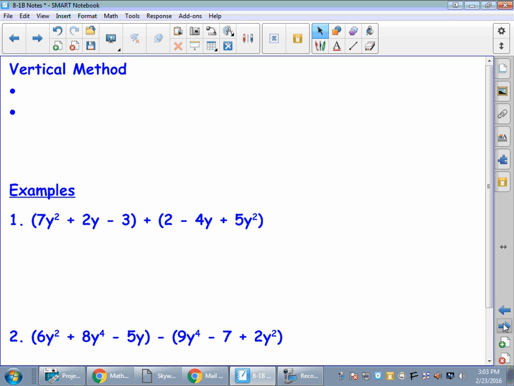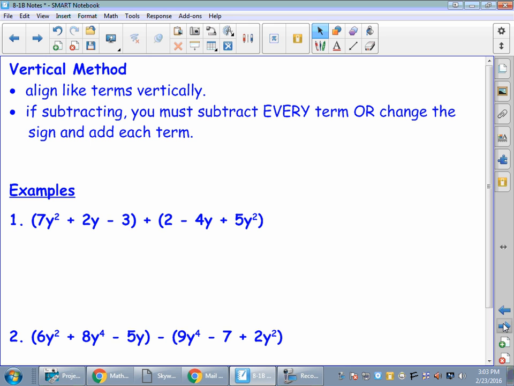One of the ways to accomplish this is using a vertical alignment. Vertical method is kind of like old-fashioned addition and subtraction from grade school. So you align the like terms vertically. You put x squareds underneath other x squareds, x to the 4th underneath x to the 4th, constants under constants. And then you add or subtract like you would. Now, subtracting is a little different because when you subtract, you're subtracting every single term inside those parentheses. What we do a lot of times in algebra is we just add the opposite: change the sign and add.